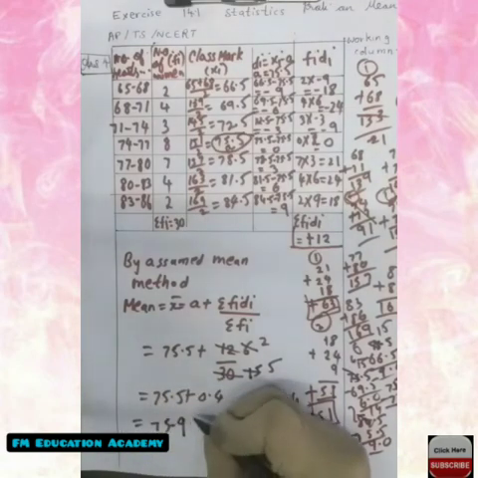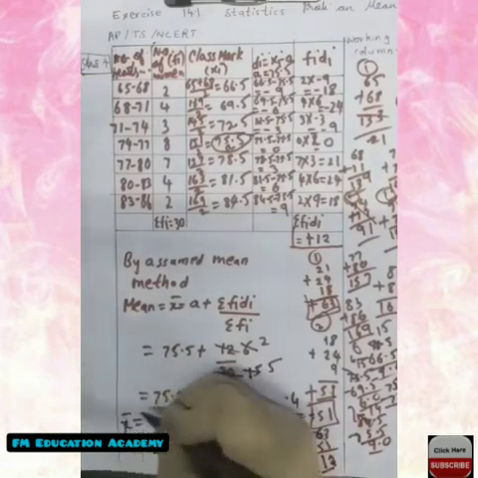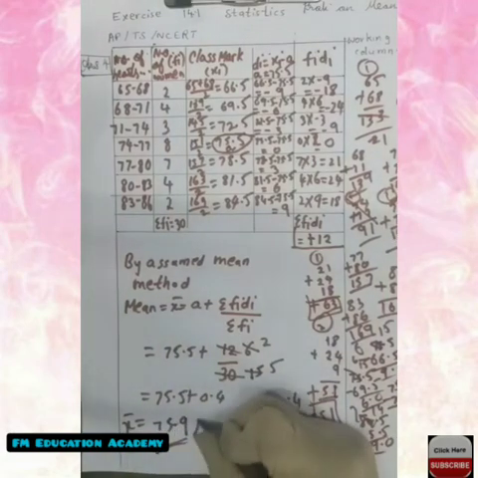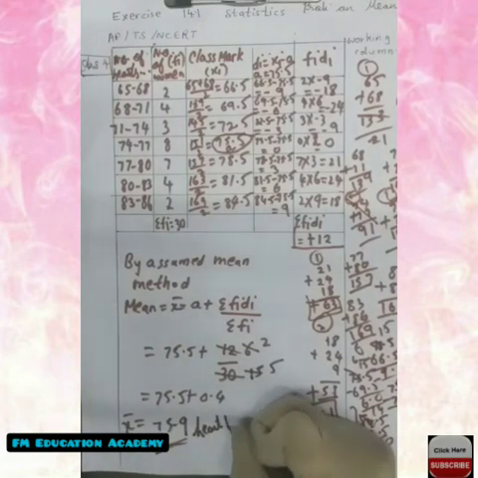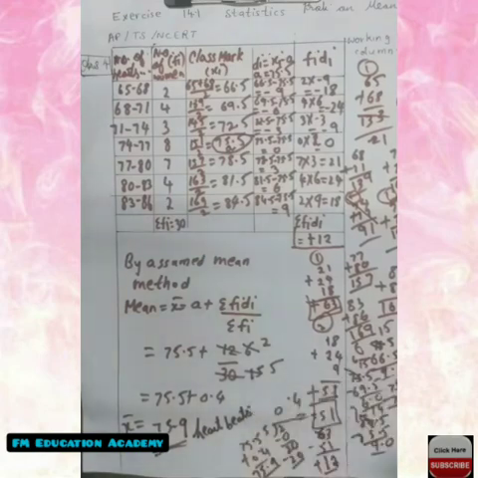So mean x bar is equal to 75.9. And it is given in heartbeats. So 75.9 heartbeats is the mean.